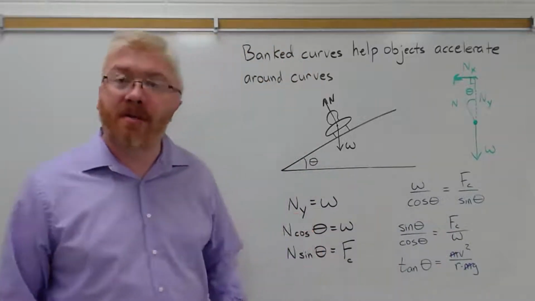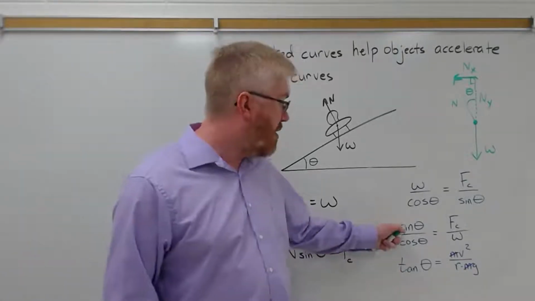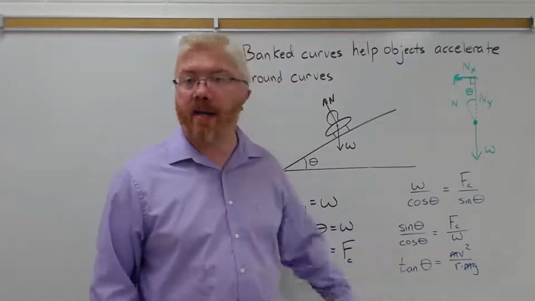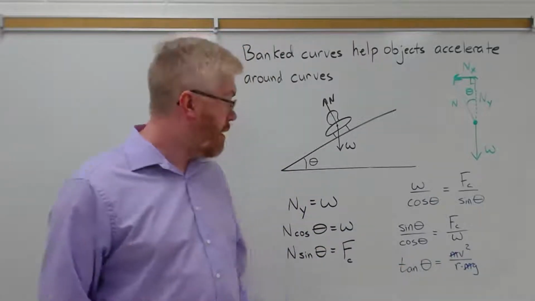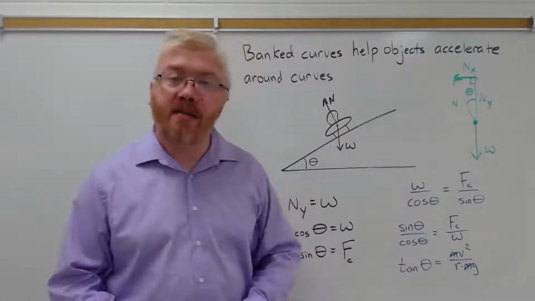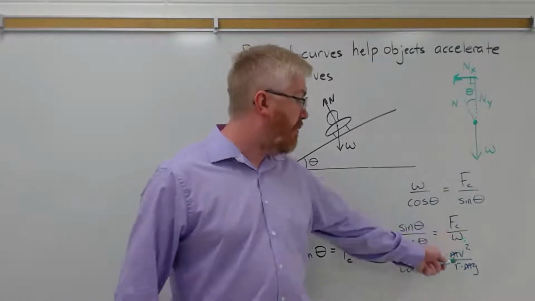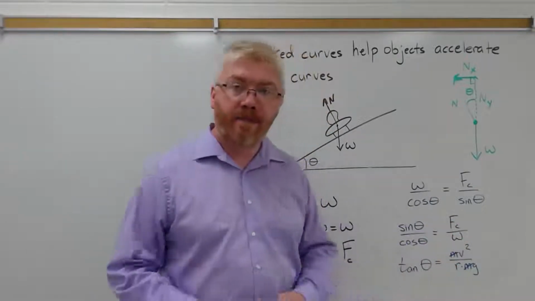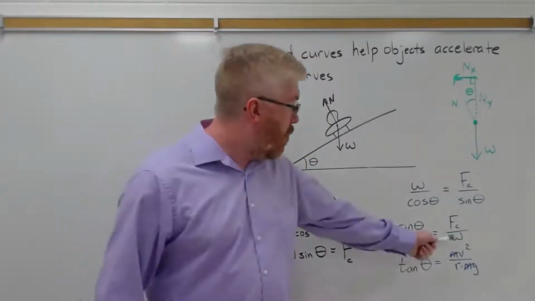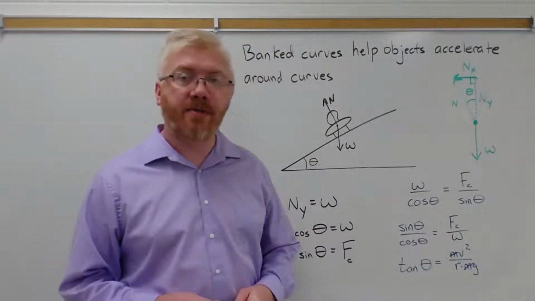Now I'm going to do some substitution. The first one is sine over cosine is tangent. So sine theta over cosine theta is tangent theta. That's, again, trigonometry. That's equal to the centripetal force from the previous discussion earlier in this video. We talked about that the centripetal force is mv squared over r. And the weight is m times g, the mass of the object times the acceleration due to gravity.